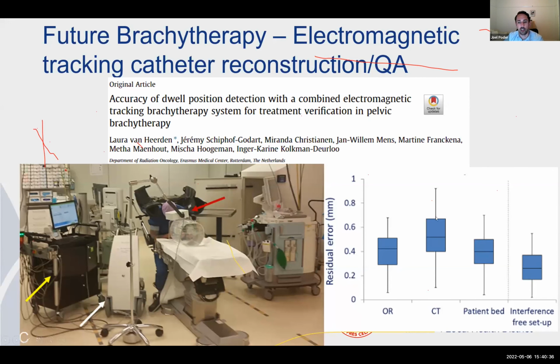And you can see they tested it in a number of environments with different levels of electromagnetic interference. And the residual error between the user input versus the electromagnetic tracking input was much less than 1 millimeter for basically all of the different environments, which is really encouraging.